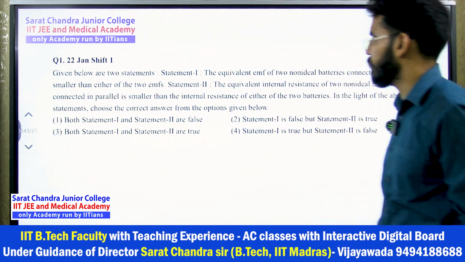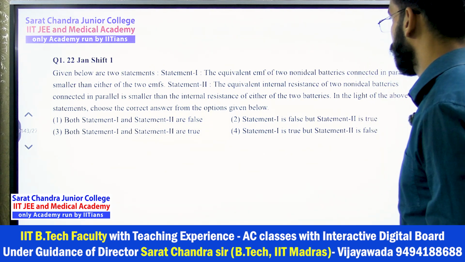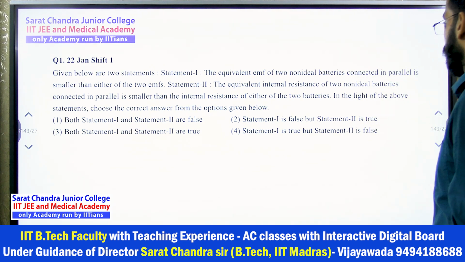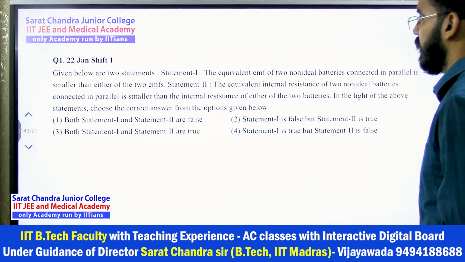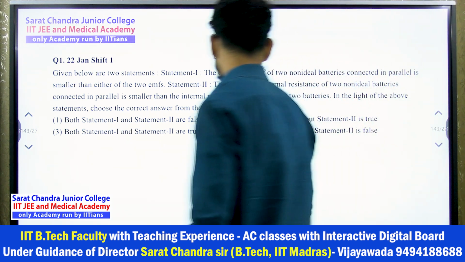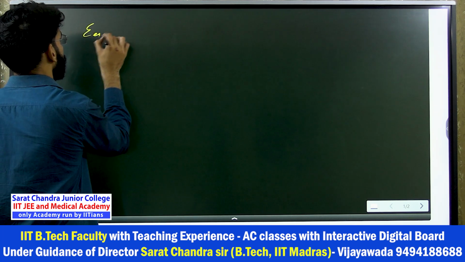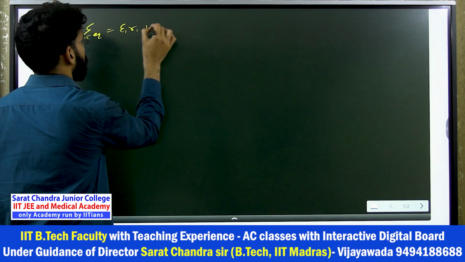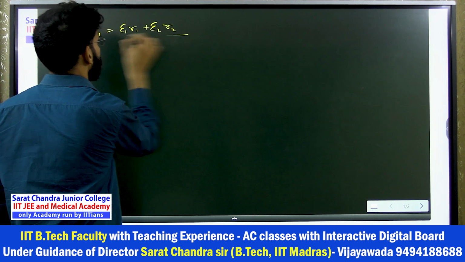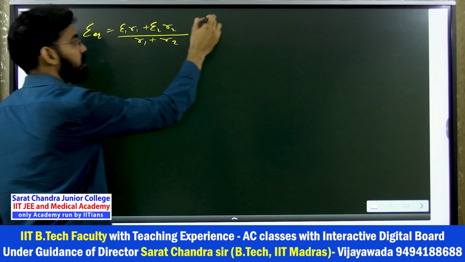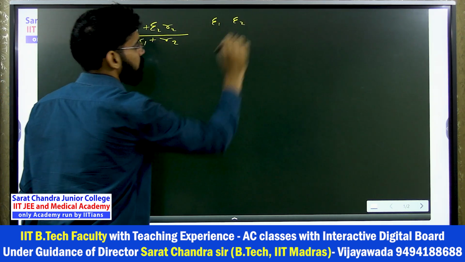So first question, we have two statements. Let's see what the first statement is. The equivalent EMF of two non-ideal batteries connected in parallel is smaller than either of the two EMFs. So first of all, you calculate the equivalent EMF. What is the formula of equivalent EMF? (E1 R2 plus E2 R1) divided by (R1 plus R2), right? You have to check whether this is smaller than both E1 and E2 or not.